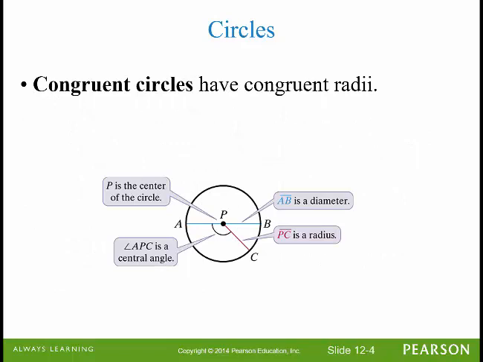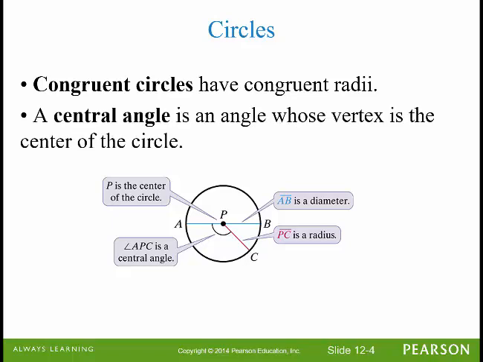Looking here, AB is what I talk about as the diameter. It's a line that goes through the center. And PC here, that's a radius because it has a line that goes from the center all the way to the edge of the circle. Congruent circles have congruent radii, or all the radii are the same. Now a central angle, you'll notice here that I have some angle measure, is an angle whose vertex is the center of the circle. So the center of the circle contains the vertex of the angle. That's called a central angle.